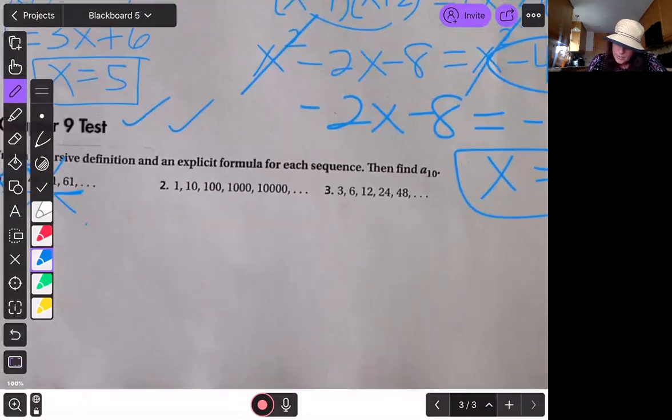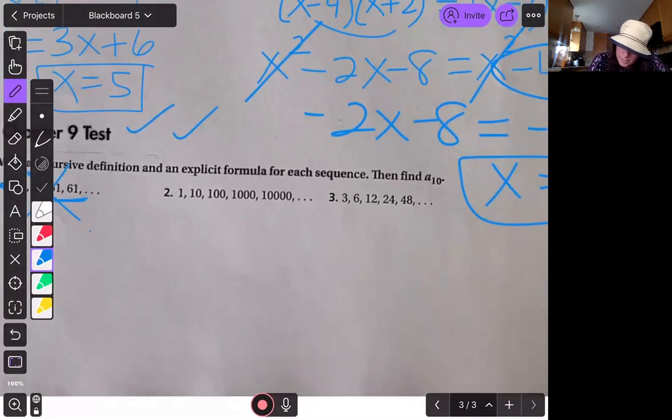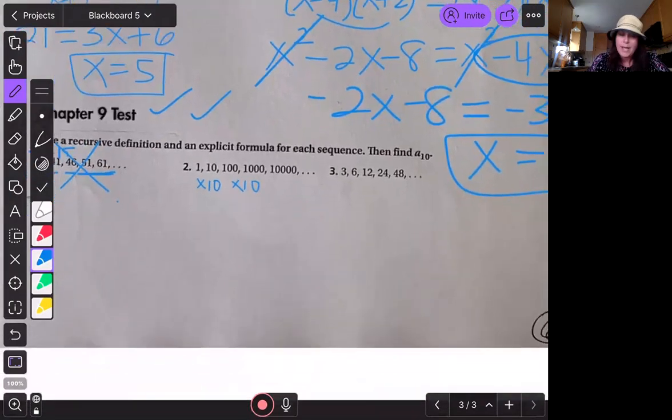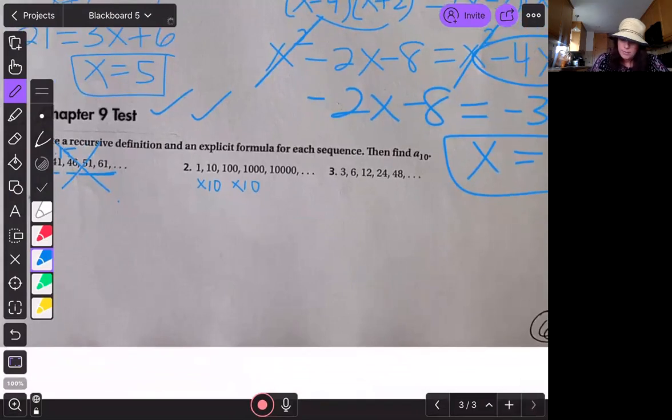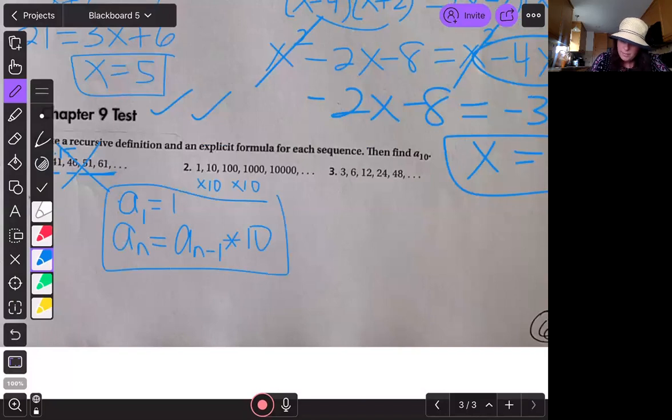So, okay, but this one you can. This one right here looks like we are multiplying by 10 each time. And so if you remember, that is a geometric sequence. And to write a recursive formula for this, you first need to tell me where to start. A sub 1 is 1. And then to get to the next term, you're going to take the previous term and multiply it by 10. So that right there would be recursive.